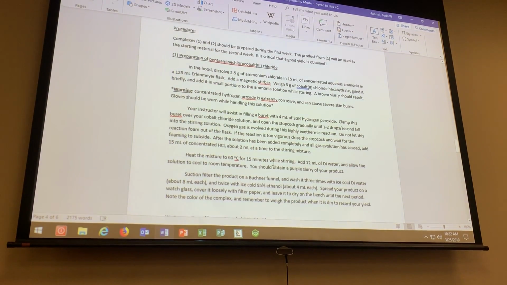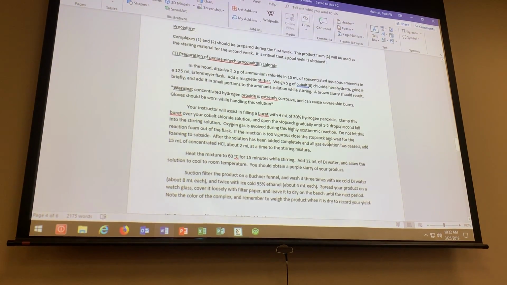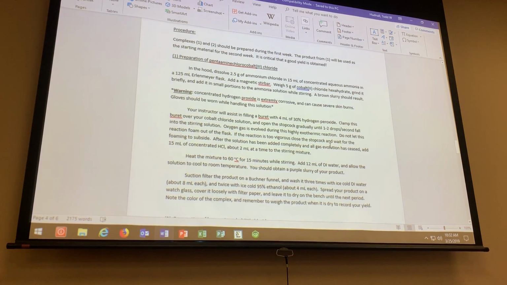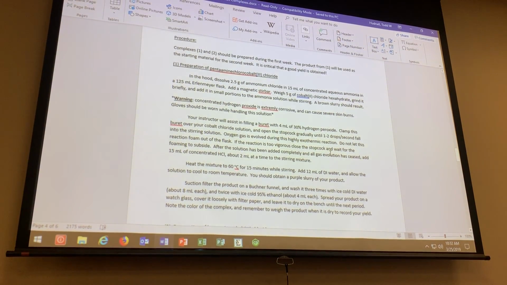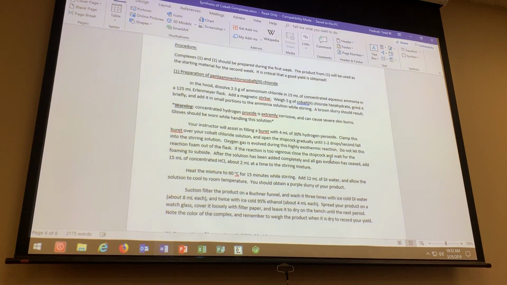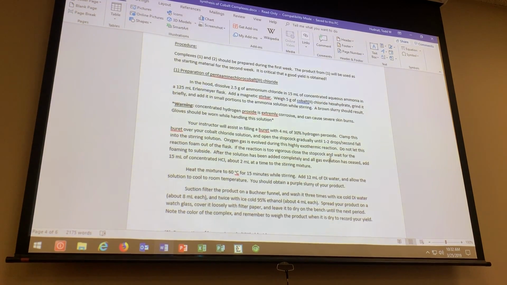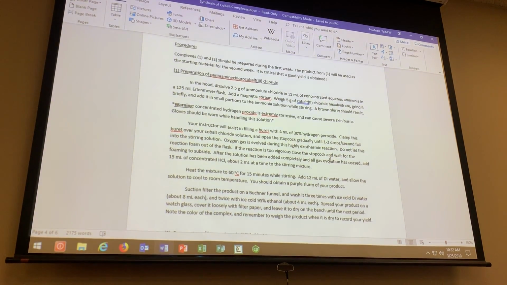All right, so I'm just going to run you through the two procedures that you'll be doing this week. They work, guys, they work. The only problem that you might run into is just making sure you add enough chloride to get the compound to precipitate out.